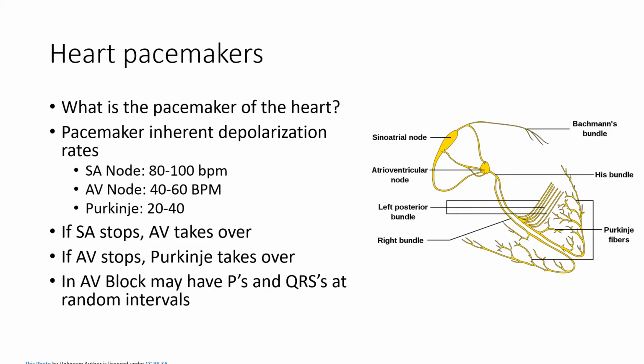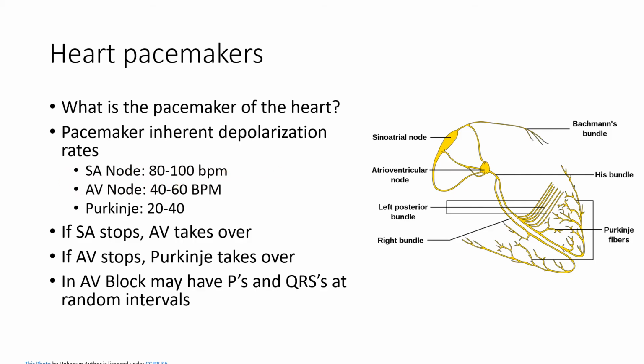Now a quick review on our pacemakers. Remember, the dominant pacemaker of the heart is whichever one is going the fastest. In the human body, that's normally the sinoatrial node, which beats at about 80 to 100 beats per minute. But if the sinoatrial node were to die, the AV node takes over, and the heart gets an inherent heart rate of 40 to 60 beats per minute.